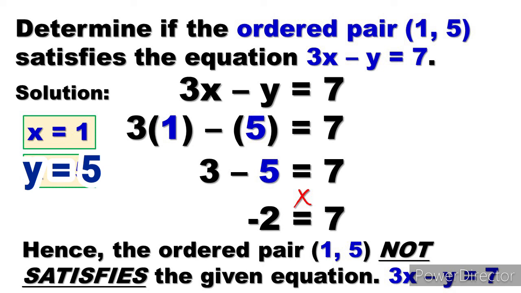So now we have 3 times 1 minus 5 equals 7. So 3 times 1 equals 3 minus 5 equals 7. So now we have 3 minus 5 equals negative 2 equals 7. Okay, now negative 2 equals 7 is not correct. Okay, this is false. Hence, the ordered pair positive 1, positive 5 does not satisfy the given equation 3x minus y equals 7. Okay, so that is how to determine whether the given ordered pair satisfies the equation or not.